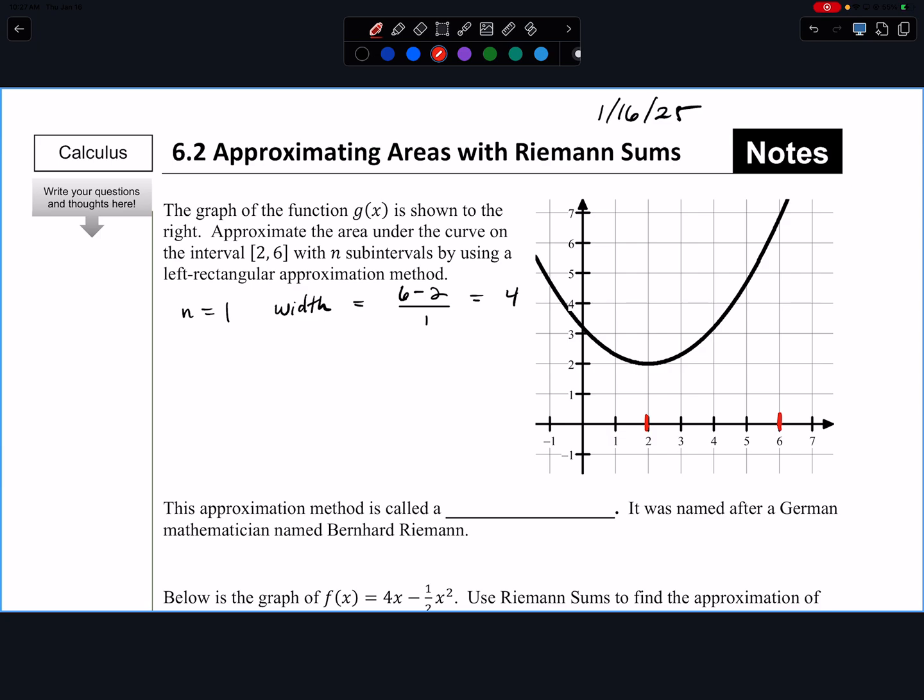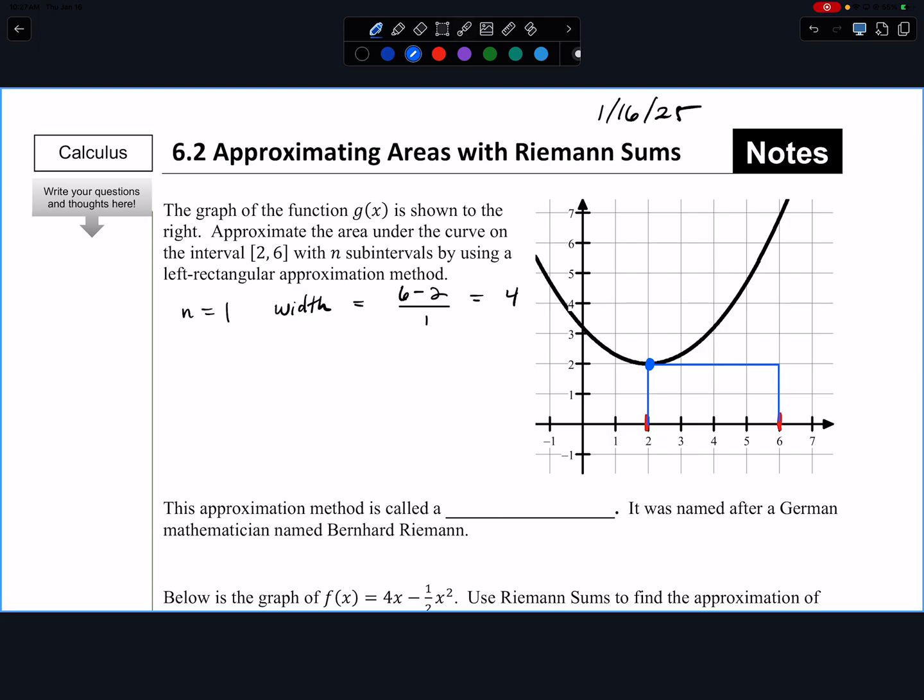Does that make sense? A left rectangular approximation. So what that means is I'm going to draw a rectangle on the left side of this interval. So do you agree that the left number would be 2? Okay, so you're going to draw a rectangle that goes from the x-axis to where the function meets, so like right there. And I would draw a rectangle like that.